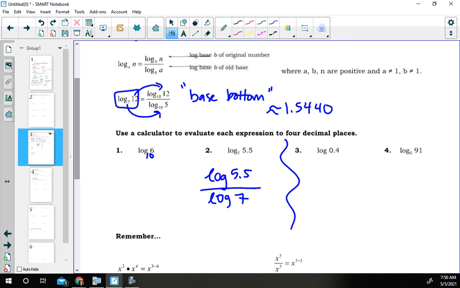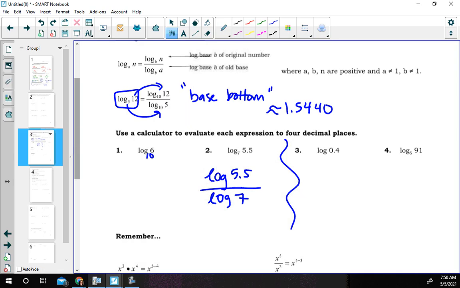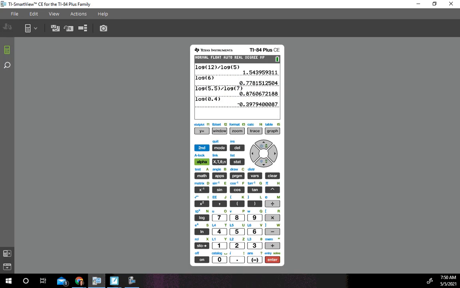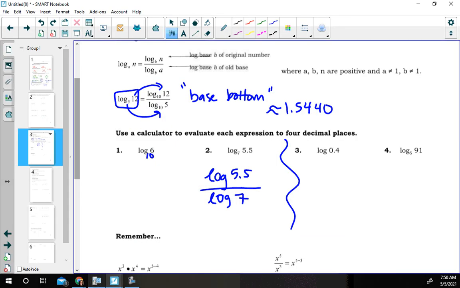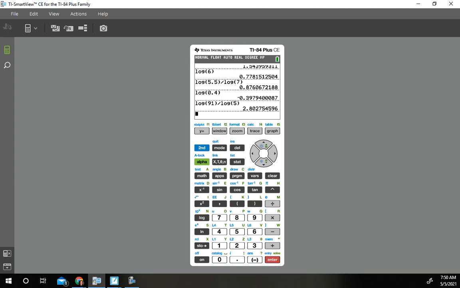Okay, 3 you can just type in. It is already in its common log, so you can just type it in. So there is your answer, 0.4. Okay, so there's your answer for the third one. The fourth one, you'd be doing log of 91 divided by log of 5. There's your answer for your last one.